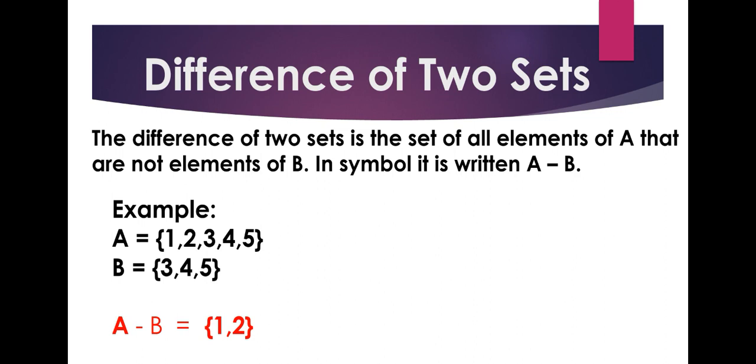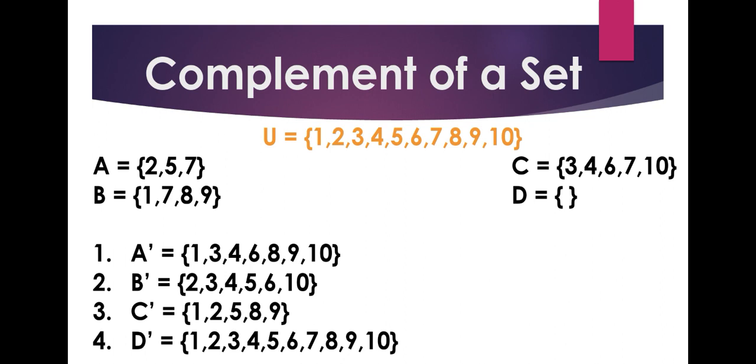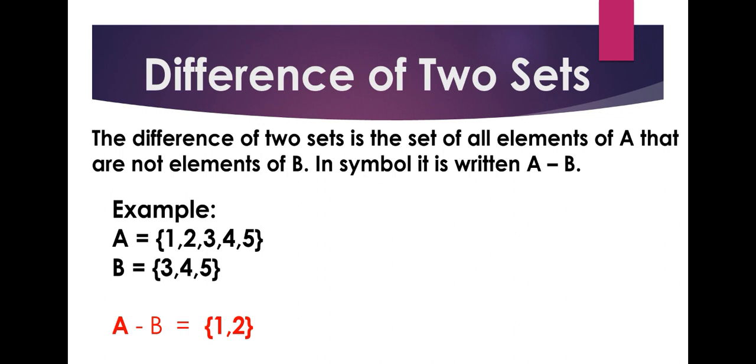When we say difference of two sets naman is the set of elements of A that are not elements of B. In symbol, it is written as A minus B. Kung kanina sa intersection, ano yung common element nila? Sa complement naman, ano yung element ng, for example, complement ni A, element na nasa universal set pero wala sa set A. So dito naman sa difference of two sets, ang ginagawa naman natin, ano yung mga elements na nasa A na wala kay B.